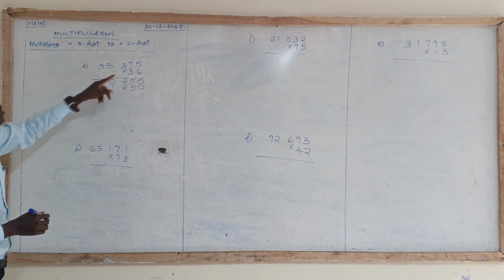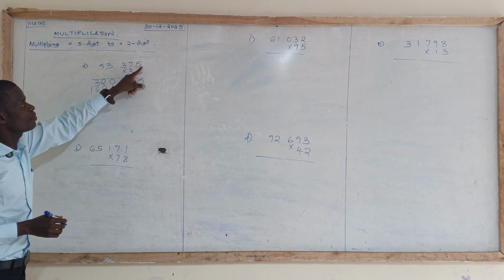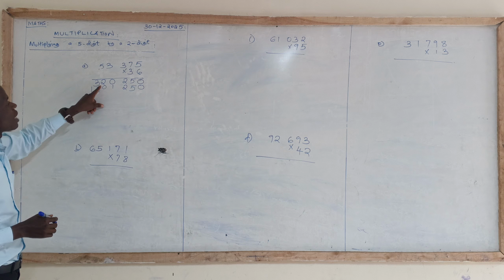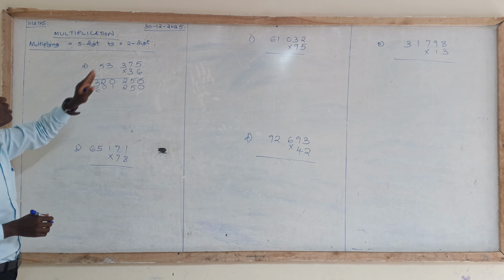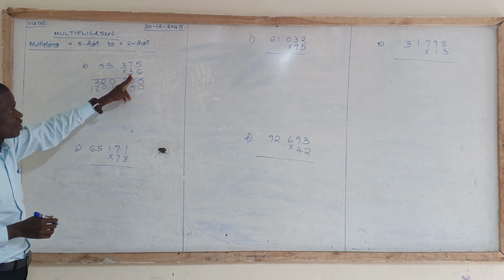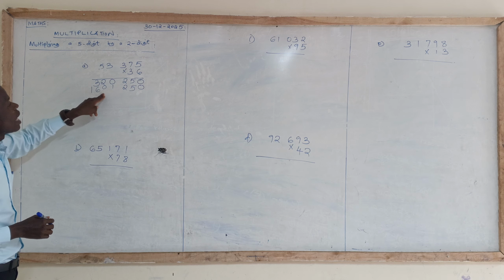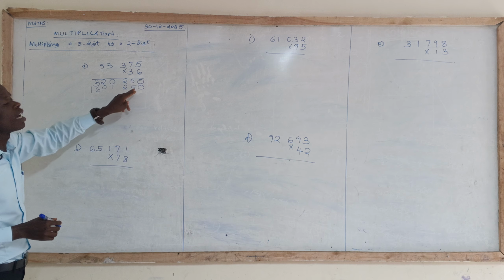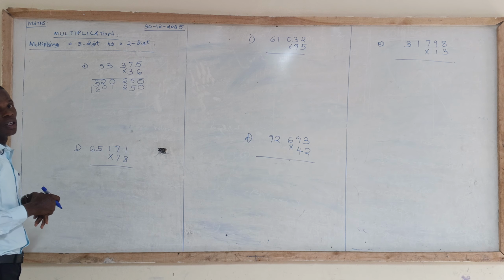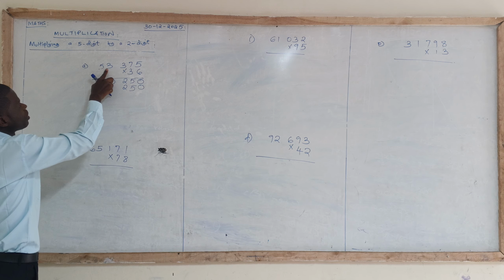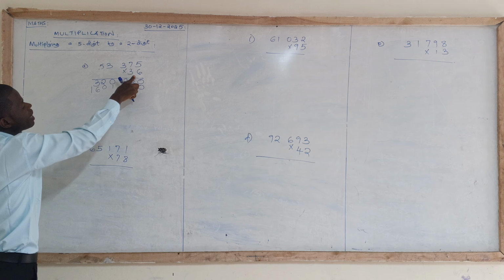So 53,375 times 6 is giving us 320,250. Then 53,375 times 3 is giving us 1,601,250. So we say that 53,375 times 30, we have this.